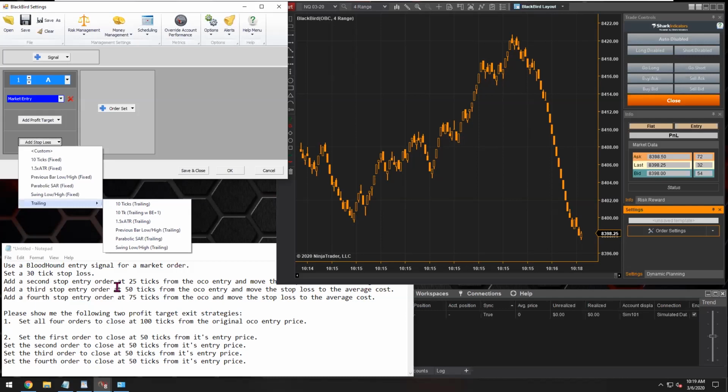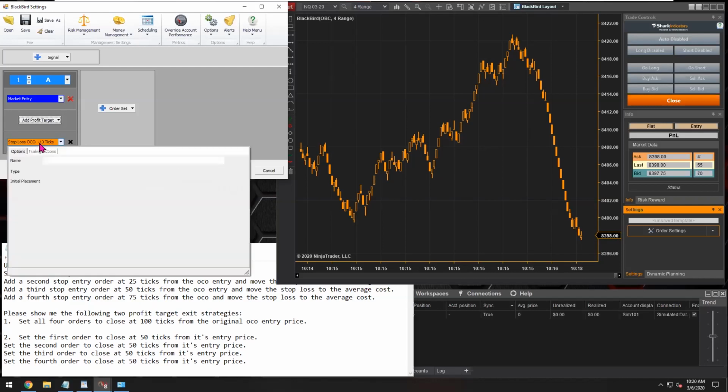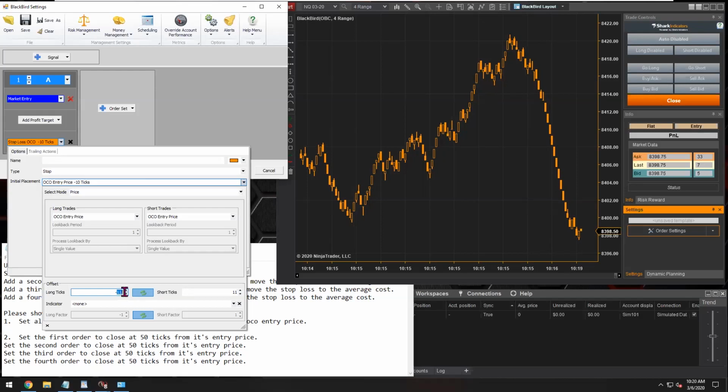Yeah, so I'm just going to go with a fixed 10 tick, and I'll build this stop loss and its trailing from scratch here. So let's just go with a basic one, and we'll change this from a 10 tick to a 30 tick, right? So here, let's just type this in. There we go, 30 ticks.